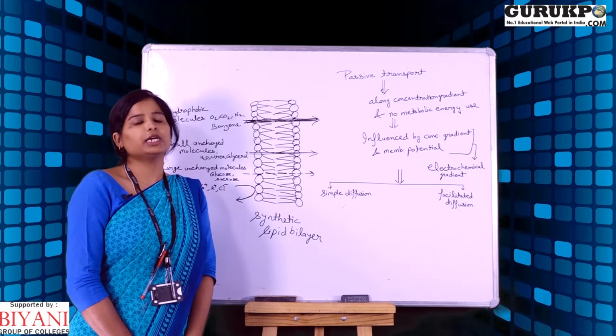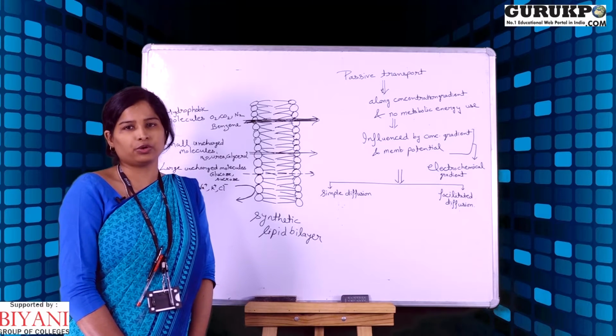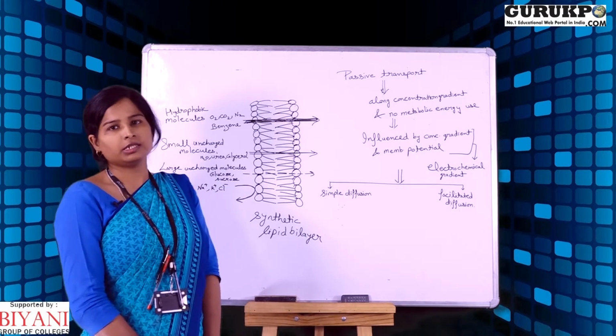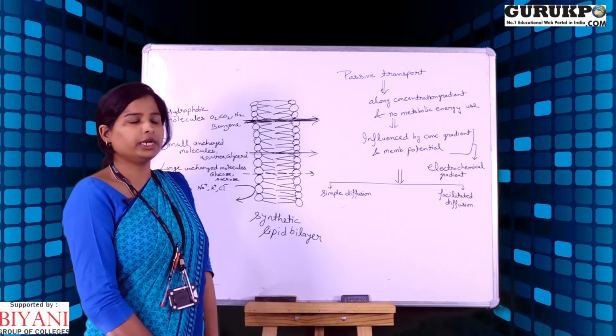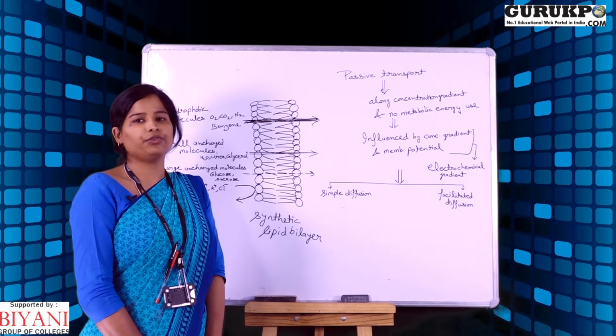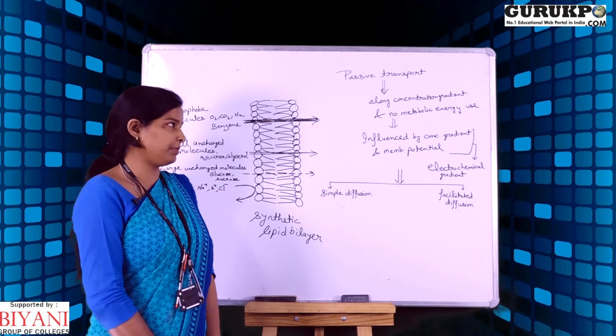But in the naturally occurring cell membrane, it is observed that ions also move across the plasma membrane. Thus it was concluded that some other proteins are involved in the transportation of molecules across the plasma membrane.